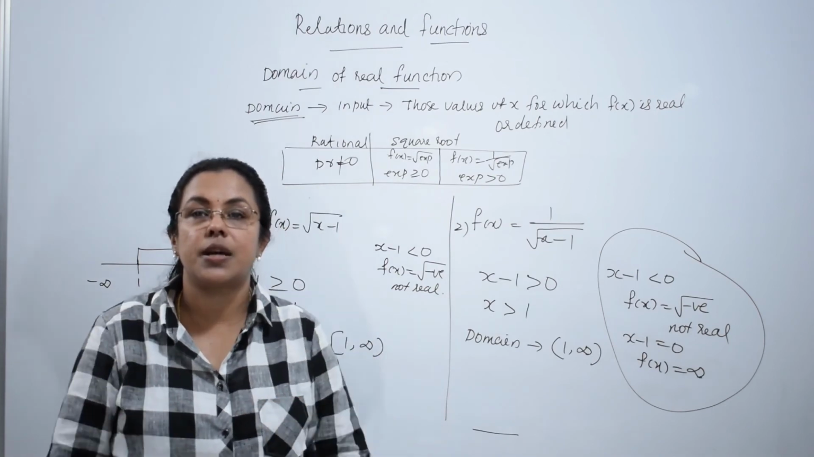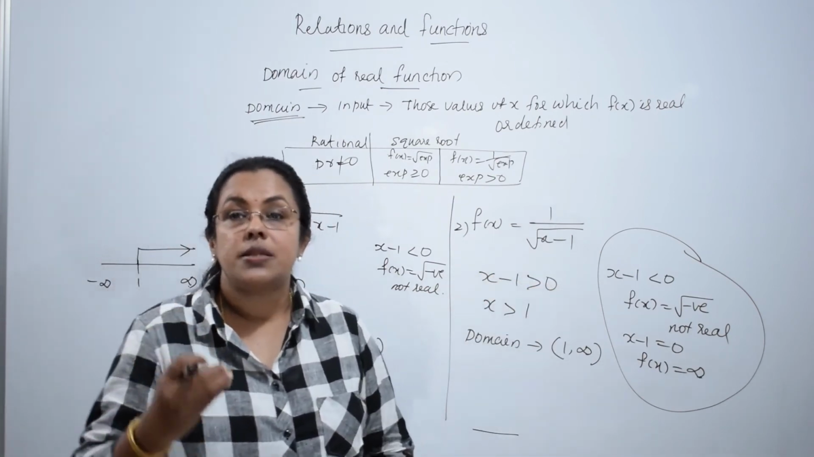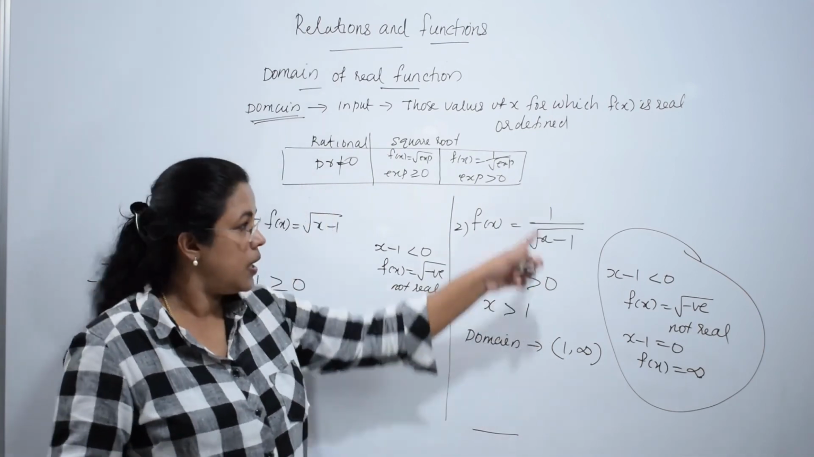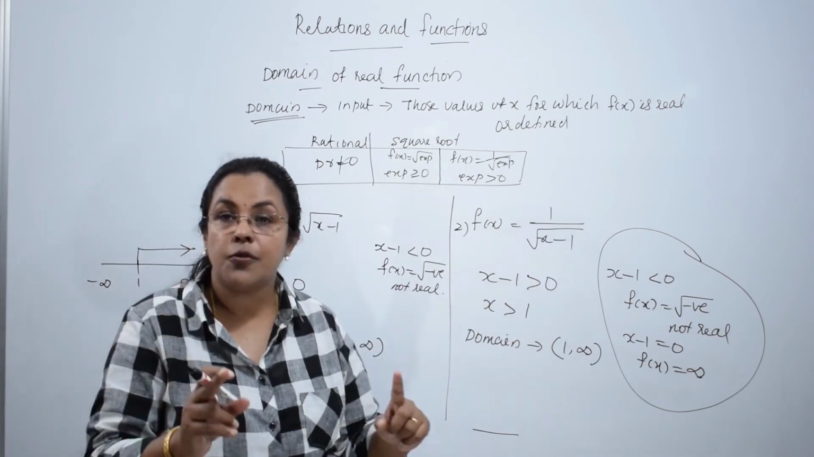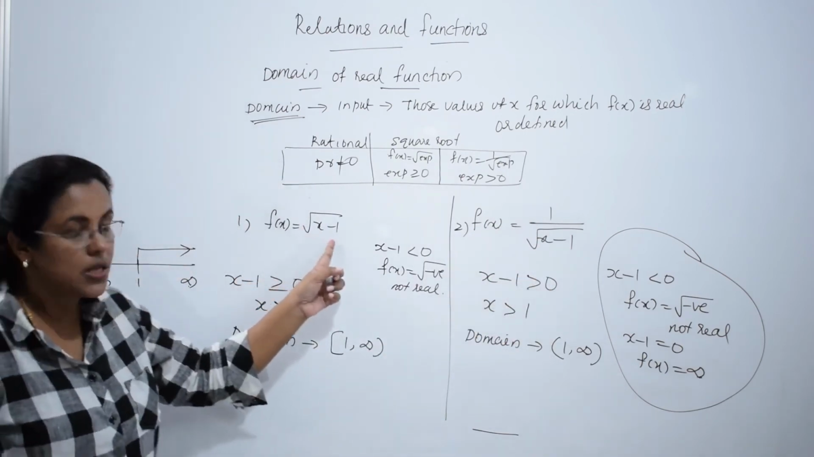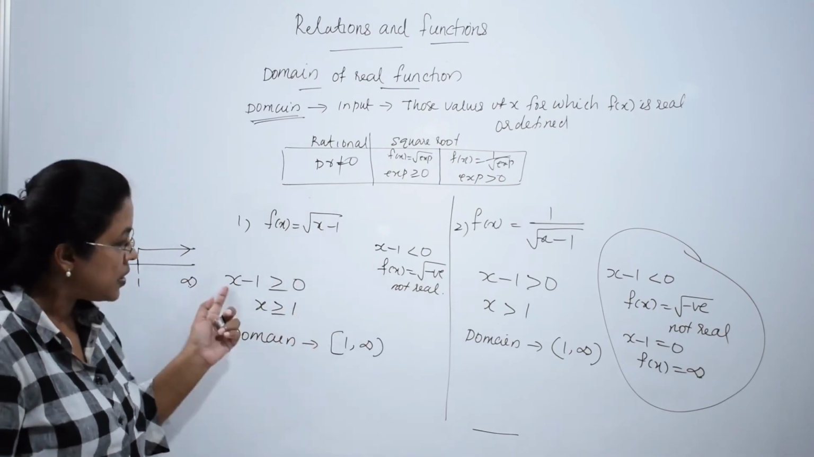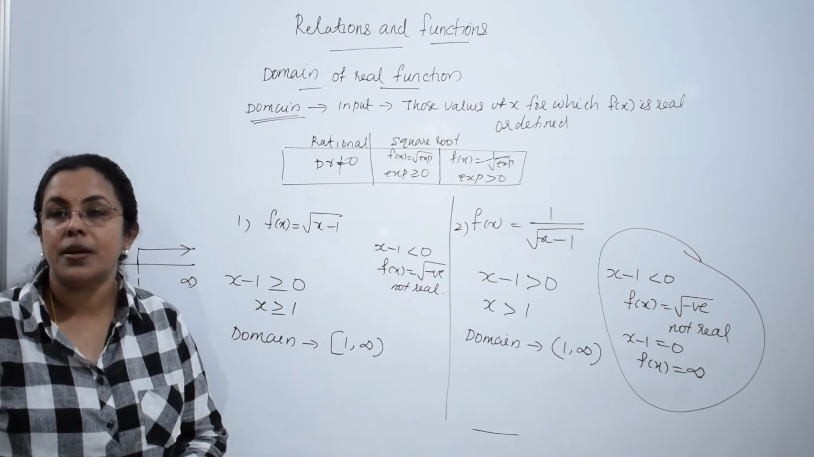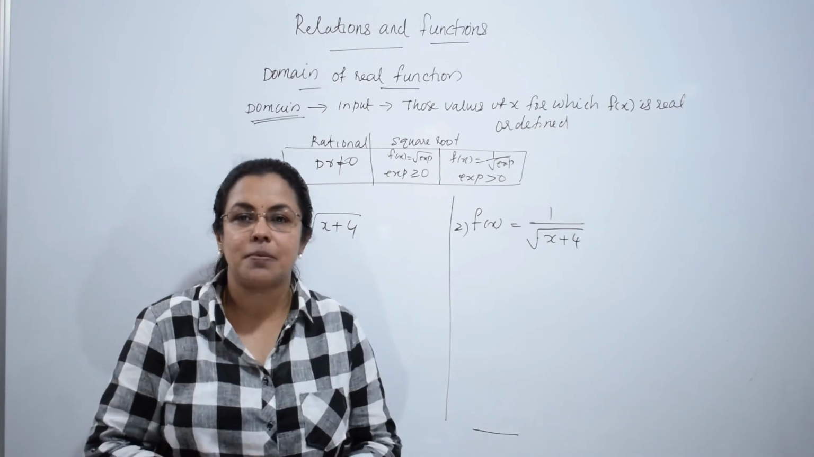So what is the required condition? If it is a square root function of this form, write the expression inside the square root greater than 0. If it is a square root function of this form, write the expression inside the square root greater than or equal to 0. Okay? Hope it is clear to you. Let us discuss two more examples.